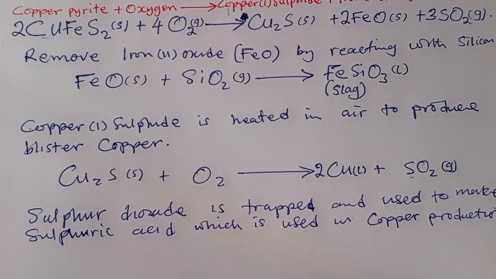And you need to understand that this process of extracting copper causes pollution. Why does it cause pollution? It causes pollution because this process often involves the release of a pollutant to the environment, which is sulfur dioxide. This sulfur dioxide is sometimes released to the environment, so it is going to cause pollution.